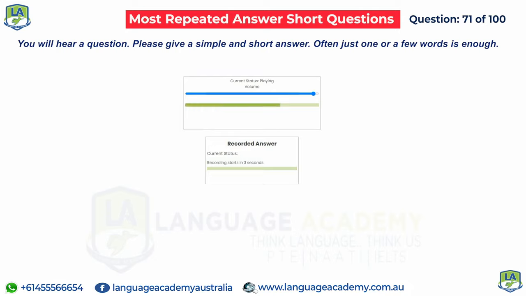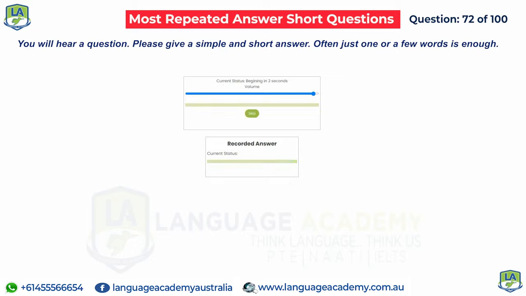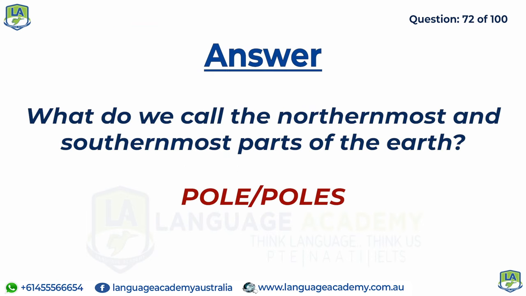What is the music that is recorded for a movie or a film? Soundtrack. What do we call the northernmost and southernmost parts of the Earth? Pole, poles.